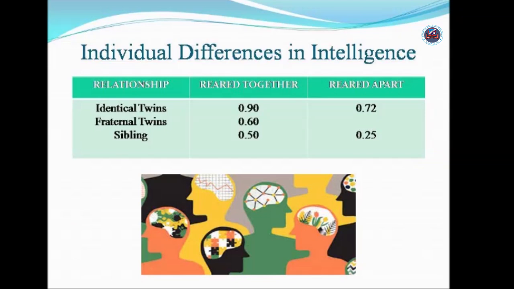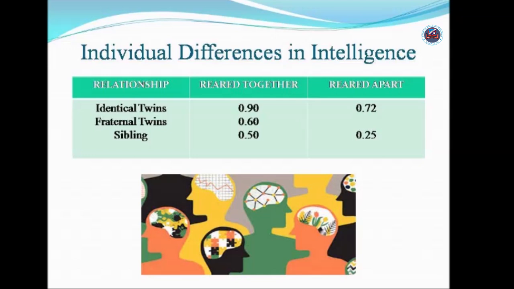Let us discuss individual differences in intelligence. Here I'll be explaining about intelligence as the interplay of nature and nurture, meaning heredity and the environment. When we consider the level of intelligence, many a time we question: is it because of the influence of heredity, the genetics, or is it because of the environment to which we are exposed?